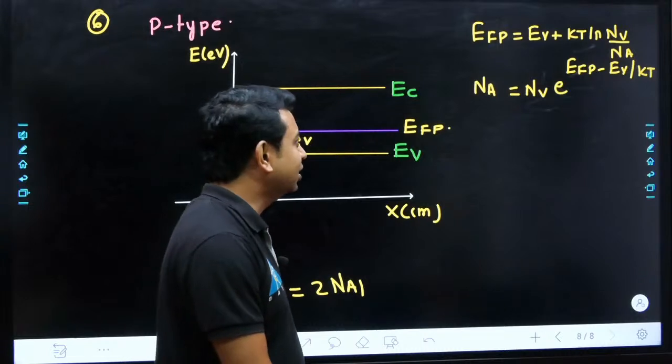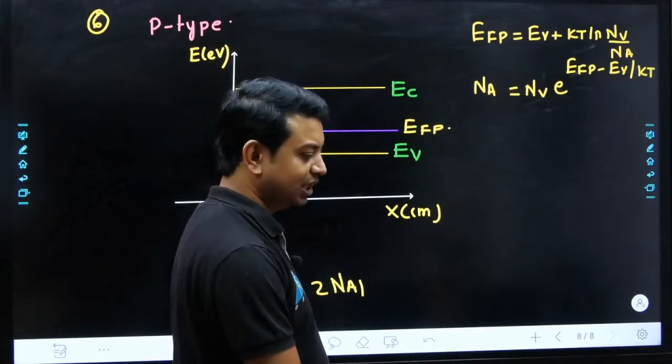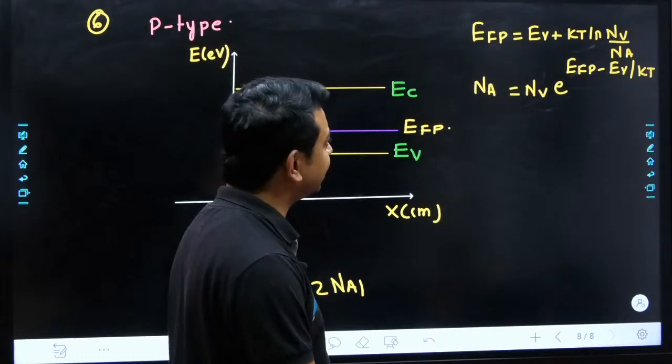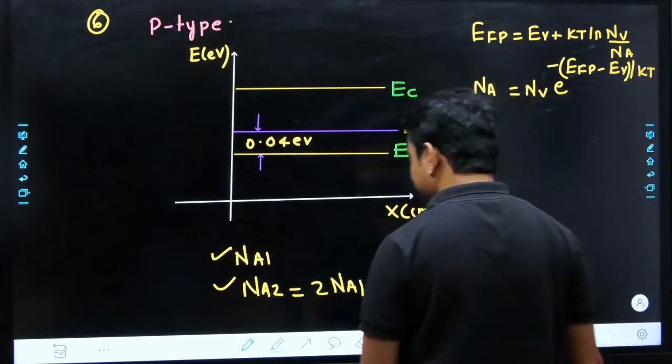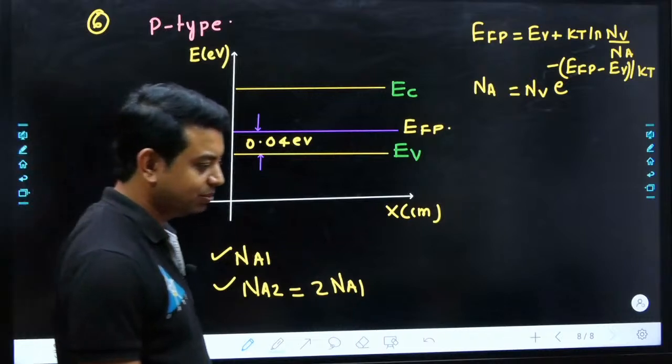So, what will be the formula? The formula will be acceptor atom concentration is equal to NV e raised to EFP minus EV upon KT, if it is correct, because Na is the denominator. So, we just mark a negative sign here. So, this is the formula by which we can find out the relative position of the Fermi energy level in a p-type semiconductor, and this is the formula by which we can proceed. So, negative sign will be there.